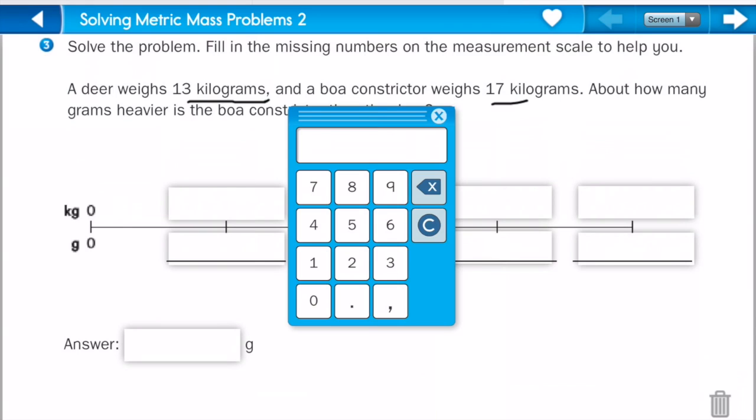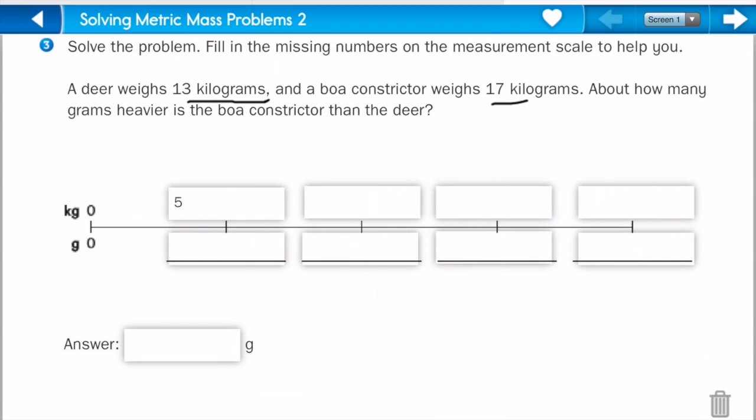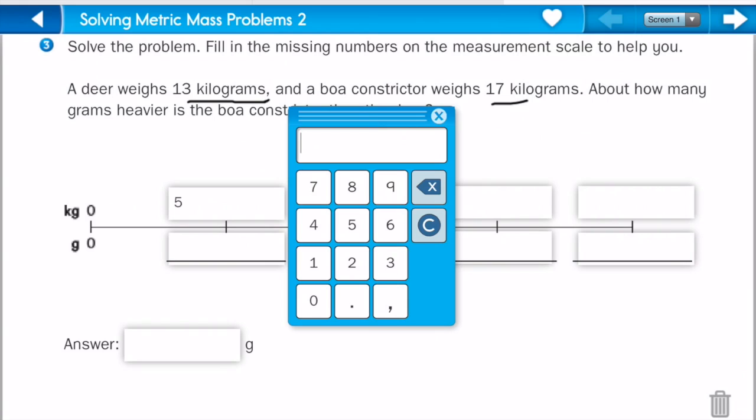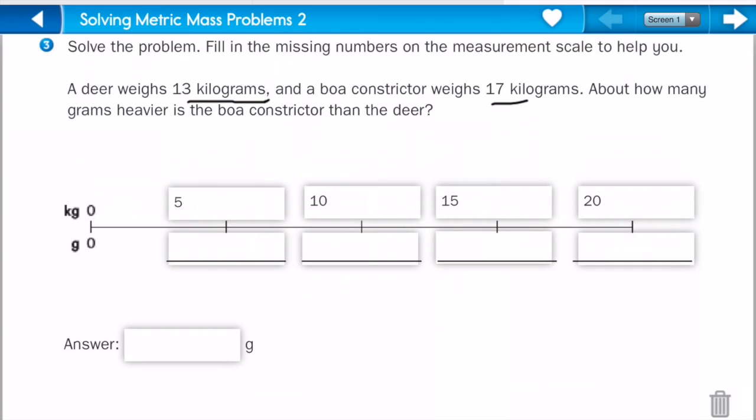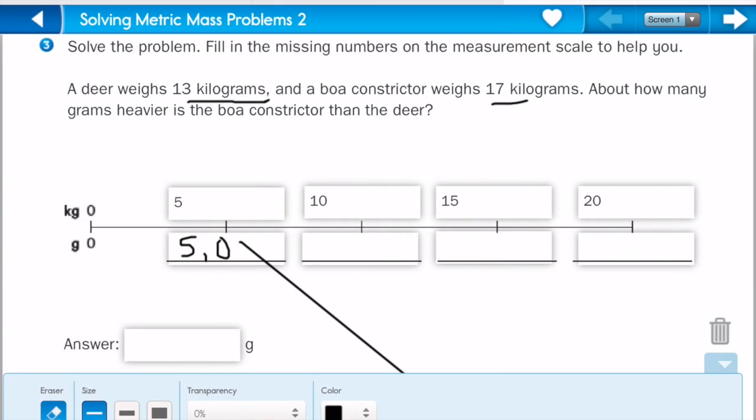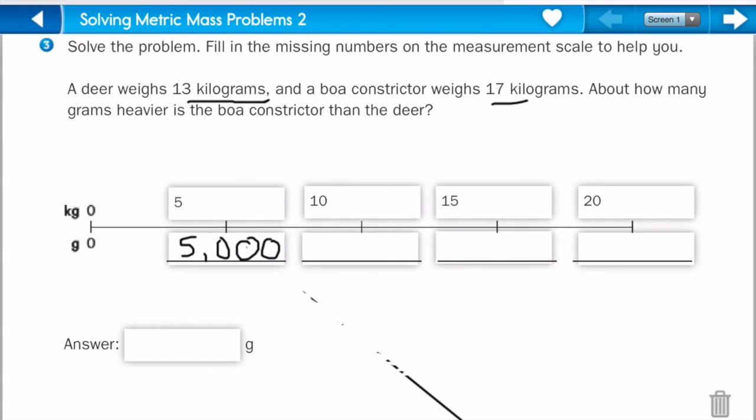So here, I'm going to start with 5, and I'm going to go in increments of 5. So I'm going to go 5, 10, 15, and then 20. Now I'm just going to add my 3 zeros on to the end for grams. It's not wanting to let me click, I might just have to write it. So I'm going to put 5,000. Oops, whoops, accidentally made a line. I'll get rid of that line. Alright, we'll go back to drawing. 5,000. This would be 10,000. 15,000. 20,000.